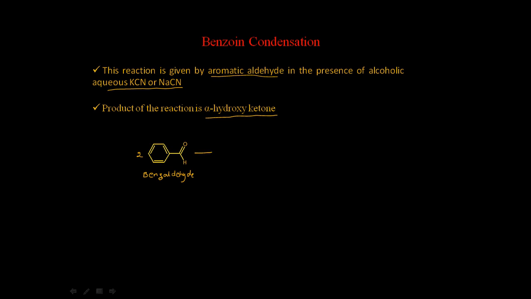It undergoes reaction in the presence of aqueous sodium cyanide in water medium. This leads to the formation of an alpha hydroxy ketone. Here you have the ketonic part, and alpha to this you have one hydroxy group, so we call it an alpha hydroxy ketone. In this reaction you have got a new C-C sigma bond. Now, coming to the mechanism of this reaction.